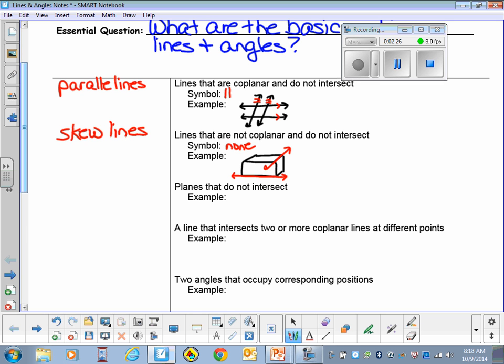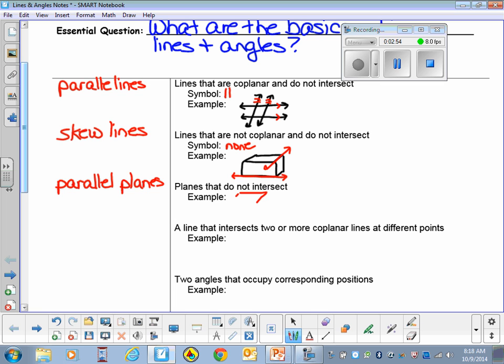There's only one type of planes that do not intersect. Planes that do not intersect have to be parallel planes. It's not possible to have skew planes, because of the infinite nature of planes extending in 2 directions. The only way to have non-intersecting planes is for them to be parallel.